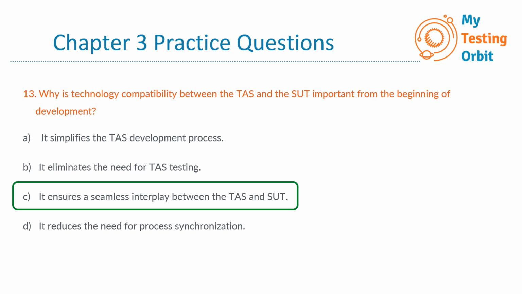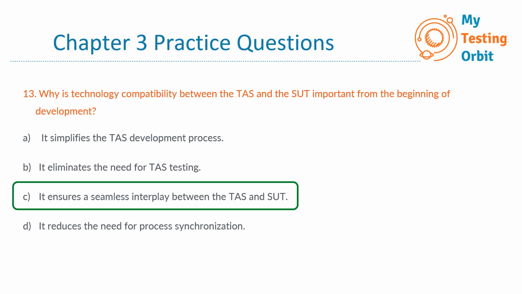It ensures a seamless interplay between the TAS and SUT. Even if complete compatibility is not initially achievable, planning for technology compatibility and considering adapters or intermediaries can help facilitate interaction between the two systems. Option A, it simplifies the TAS development process. This is incorrect because while technology compatibility can streamline integration, it does not necessarily simplify TAS development, which may involve complex requirements.